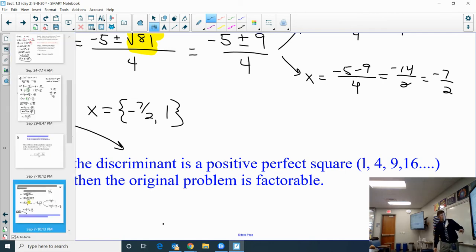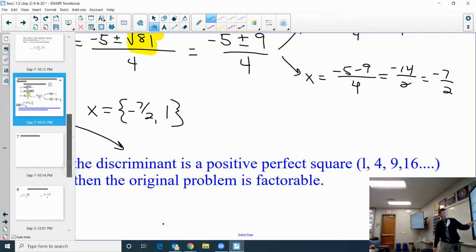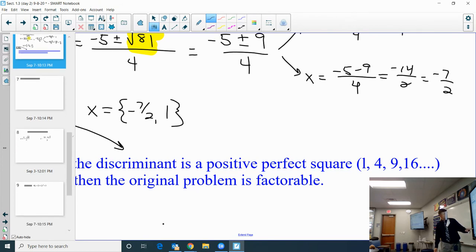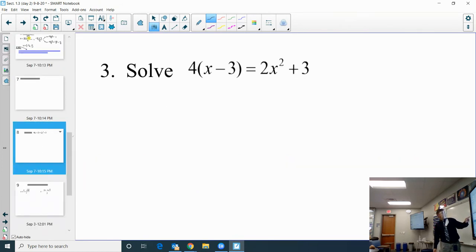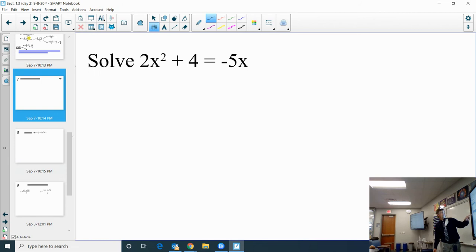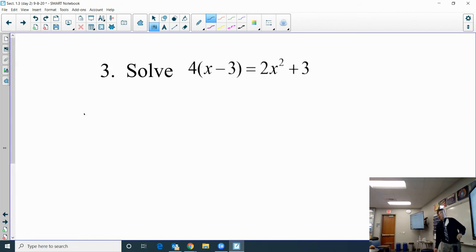Let me see something. I'm going to switch some things around. I'm skipping number 2. We don't need to do 3 of these. I'm going to go to number 3. Go ahead and write that down.